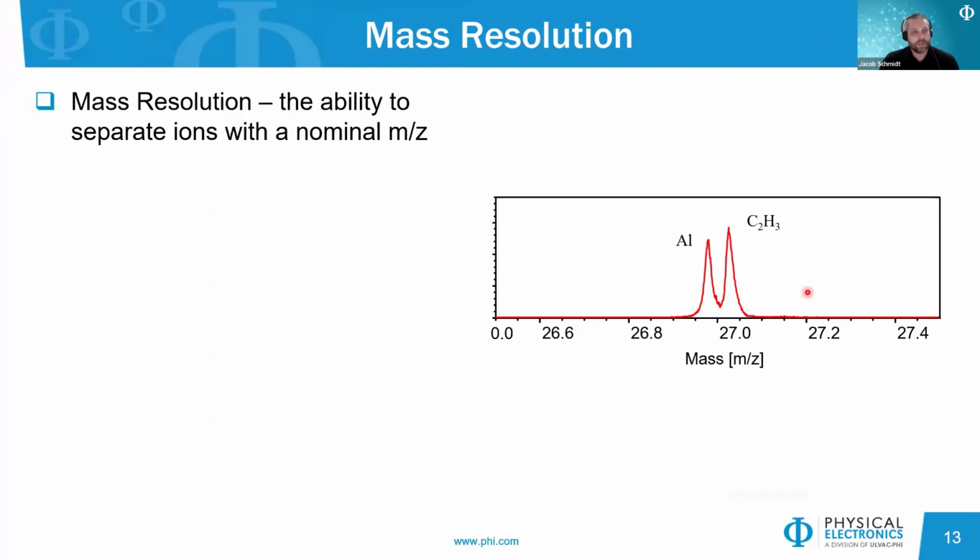I will also talk today a lot about mass resolution. Mass resolution is the ability to separate ions in the same unit mass. So in here, we have a mass spectrum at mass 27. And with enough mass resolution, we can separate the aluminum peak from the C2H3 peak.